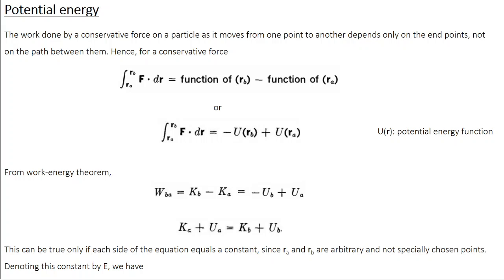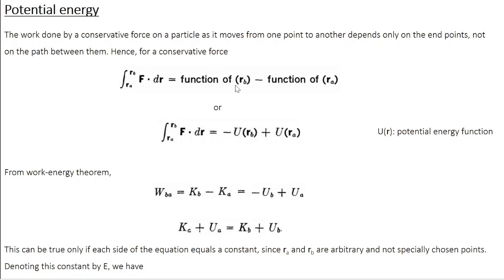Having familiarized ourselves with the work energy theorem, it's now time to learn an important concept in mechanics known as potential energy. Now, we already know that work done by a conservative force on a particle as it moves from one point to another point depends only on the end point and not on the path between them. So for a conservative force, I can write the work integral as integral RA to RB F dot dr equal to a function of the endpoint RB minus a function of the initial point RA.